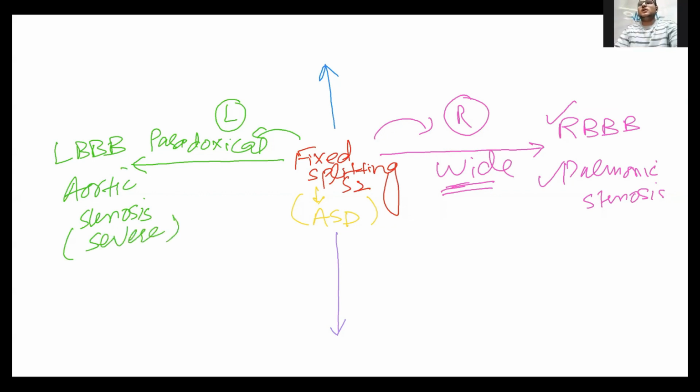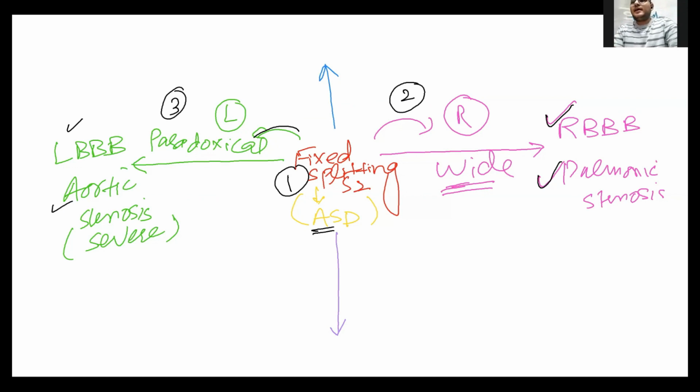This is very important. So what we have discussed: number one, there is a fixed splitting, which is atrial septal defect. Number two, on the right side there is a wide splitting, so there will be the right bundle branch block and right-sided pulmonic stenosis. On the left side, there is a third point, which is paradoxical splitting, and that is in the left side. So it will be the left bundle branch block and left-sided valve stenosis, that is aortic stenosis.